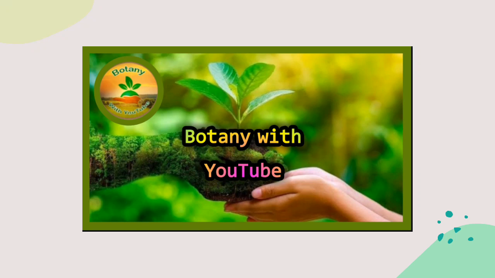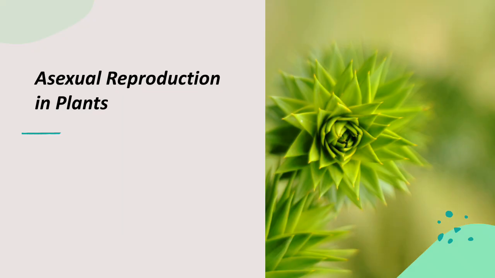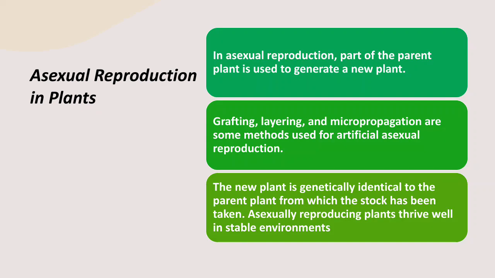I am going to present a topic: asexual reproduction in plants. In asexual reproduction, part of the parent plant is used to generate a new plant. Grafting, layering, and micropropagation are some methods used for artificial asexual reproduction. The new plant is genetically identical to the parent plant from which the stock has been taken.